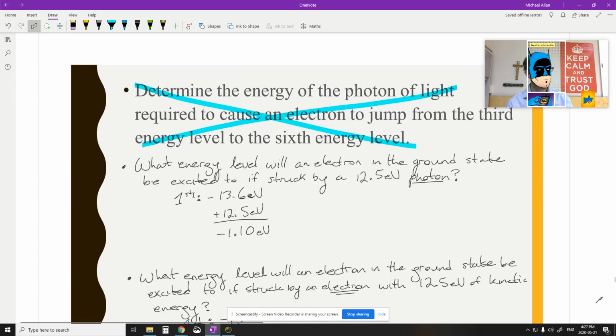So what energy level will it be excited to for this next one? It's only going to be excited to the first energy level, since the photon is not exactly the correct energy.